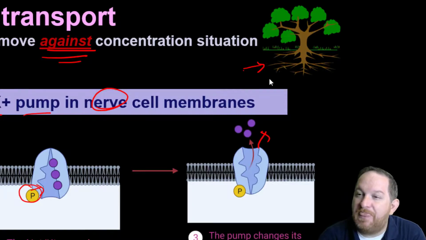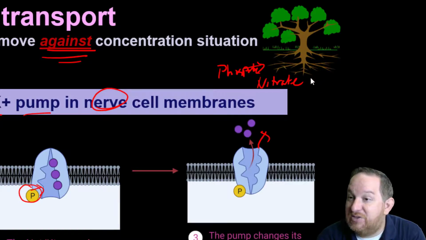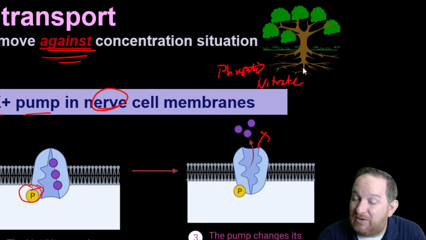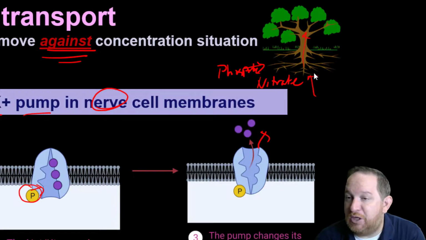Because if you think about it, the tree needs nitrogen, needs phosphate, needs nitrates and phosphates, but there's probably more in these roots and cells than in the soil, but we still need it, right? So we actually need that nitrogen, that phosphorus to come in the roots and be used by the plant, even if it's going against the concentration gradient.